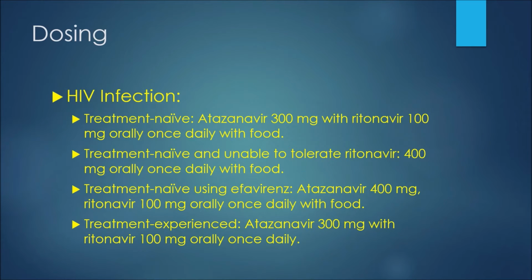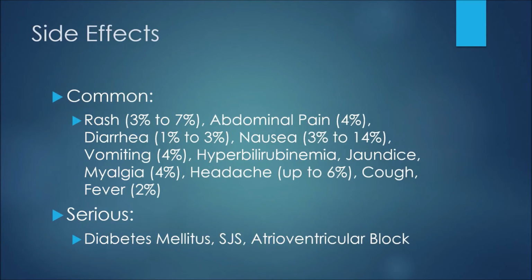In a treatment-naive patient using efavirenz, we may see Atazanavir 400 mg and ritonavir 100 mg orally once daily with food. And finally, if we see a treatment-experienced patient, we may see Atazanavir 300 mg with ritonavir 100 mg orally once daily. As with all medications, there are some side effects or adverse reactions that patients may experience while using Atazanavir. So we'll go over some of those here now.